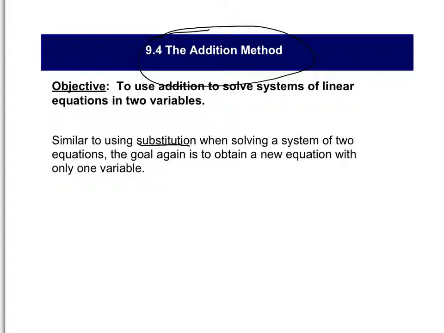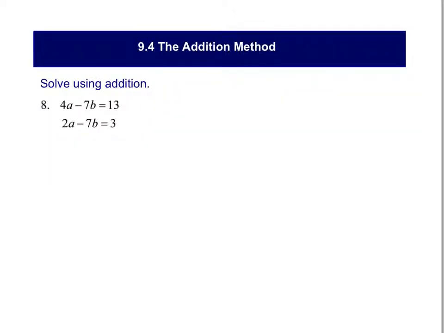Just like the substitution method, our goal when we're solving a system of two equations is we want to obtain a new equation with just one variable. So here's our first example. We have 4a minus 7b equals 13 and 2a minus 7b equals 3. So go ahead and write that down.